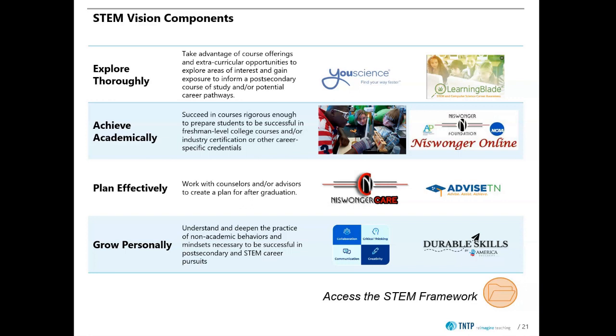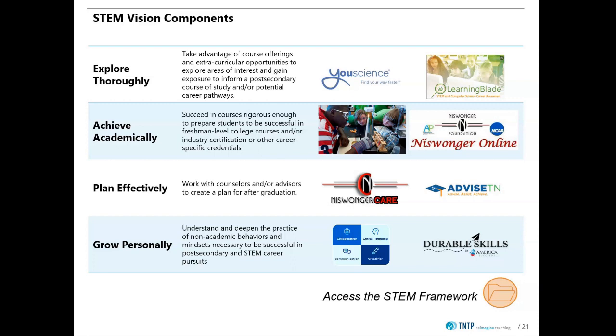The second component is achieve academically. Achieve academically means that students succeed in courses rigorous enough to prepare students to be successful in freshman-level college courses and/or industry certification or other career-specific credentials. Included in Achieve Academically is the idea that students need to have access to strong, rigorous instruction every day and have the opportunity to access advanced coursework. Consider what Achieve Academically looks like in your school.